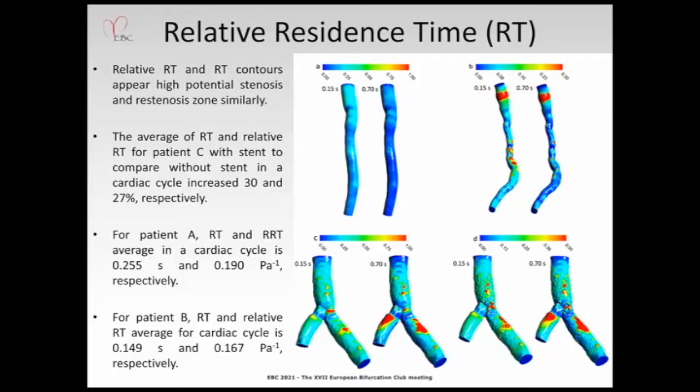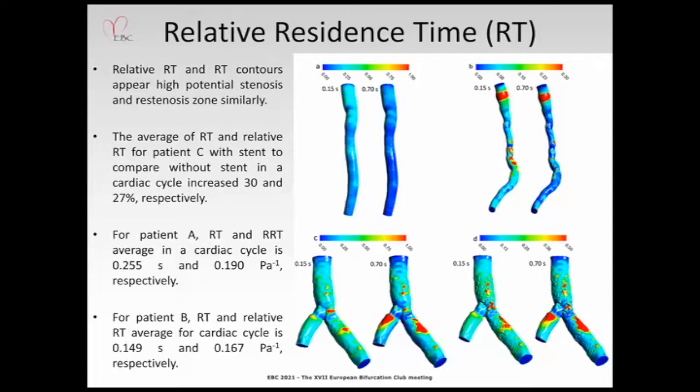Now, as a comparator, we contrasted our results with those of the relative residence time, and you can see the results here. The relative residence time and residence time contours appear to show predilection for stenosis and restenosis zones similarly. The average RT and relative RT for patient C with stent, compared to without stent, in the cardiac cycle increased 30 and 27% respectively.